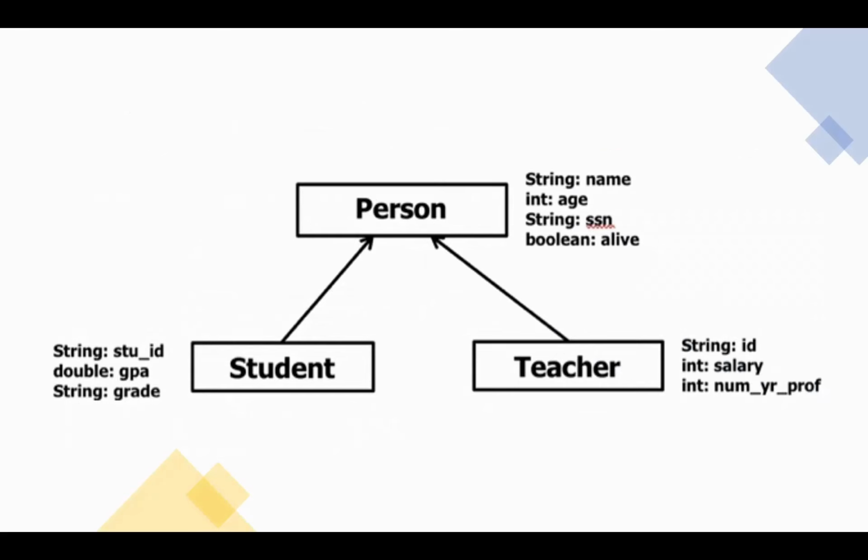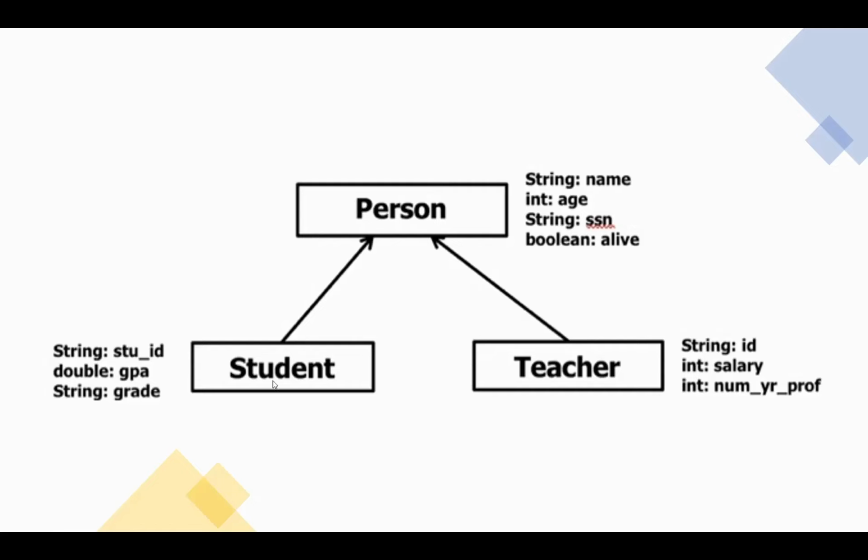Suppose we have a basic class called person. This class contains attributes that are common to everyone in a school environment, such as name, age, SSN. And now within a school, there are specific types of people like students, teachers, and staff, each with their own unique attributes and behavior. Instead of creating entirely separate classes for each type from scratch, we can create derived classes that inherit from the person class.